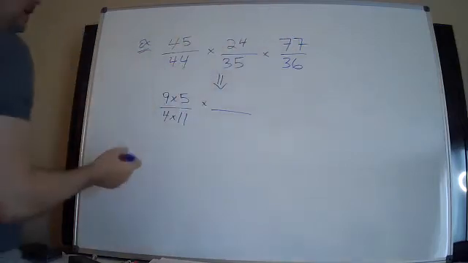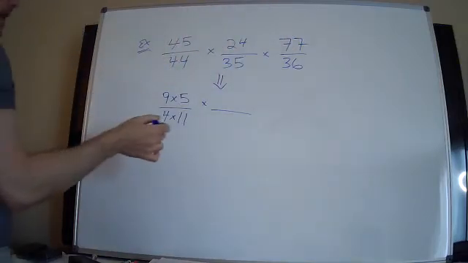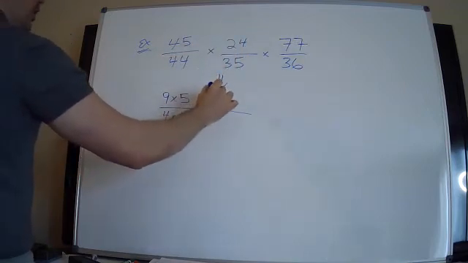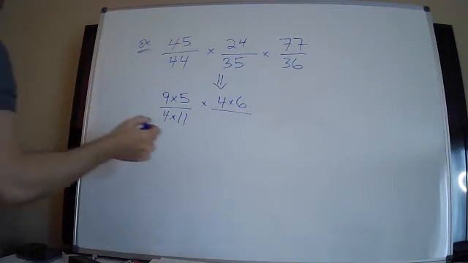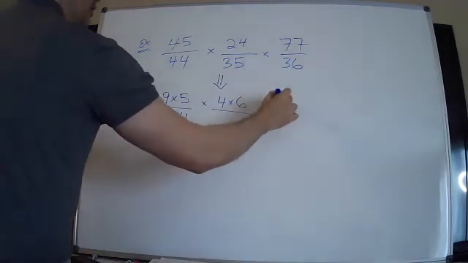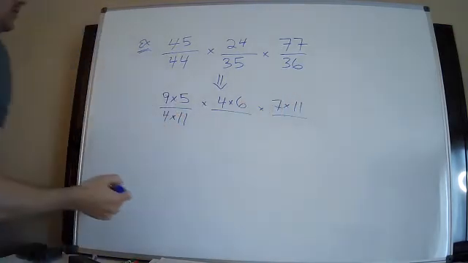77 is going to be 7 and 11. I want that 11, right? I'm looking at all the numbers before I decide how to break them down. So maybe I should use 4 and 6 for 24. I want to cross out real easy. Now 77, I have no choice. I have to use 7 and 11. They're both prime. So that one's easy.